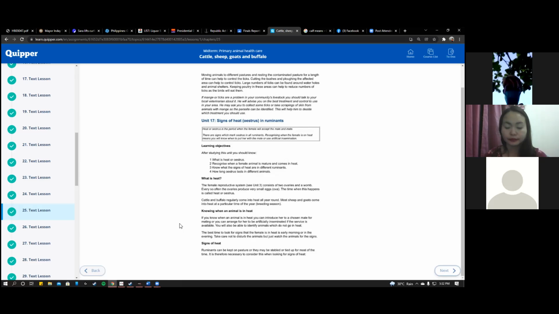Then, knowing when an animal is in heat. If you know when an animal is in heat, you can introduce her to a chosen male for mating, or you can arrange for her to be artificially inseminated, or AI, if the service is available. You will also be able to identify animals which do not go into heat. The best time to look for signs that the female is in heat is early morning or in the evening. Take care not to disturb the animals but just watch the animals for signs.